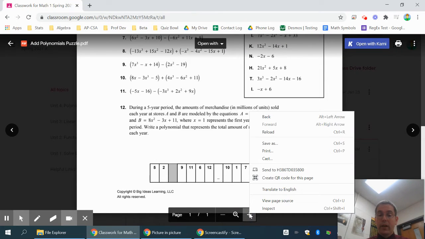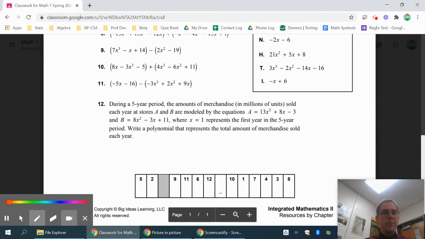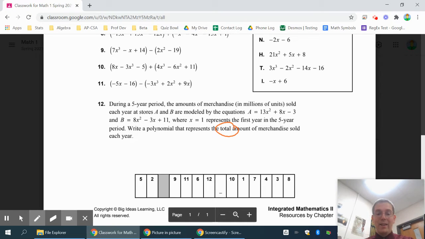Okay, we're going to be looking at some polynomial operations today and just kind of reviewing some of the things. I'm going to start with number 12 because I know a word problem can be scary. The key thing as you read this word problem is it is asking for the total amount. So you need to be aware the word total just means you're going to need to add it up.